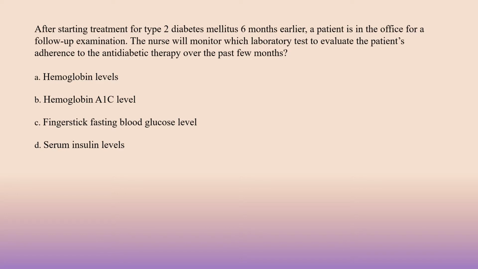After starting treatment for type 2 diabetes mellitus 6 months earlier, a patient is in the office for a follow-up examination. The nurse will monitor which laboratory test to evaluate the patient's adherence to the anti-diabetic therapy over the past few months? A. Hemoglobin levels. B. Hemoglobin A1C level. C. Fingerstick fasting blood glucose level. D. Serum insulin levels.